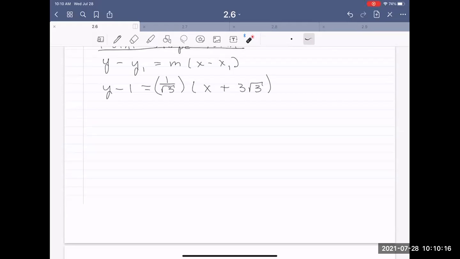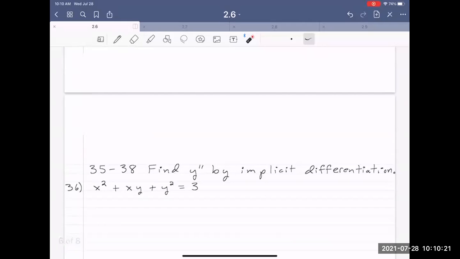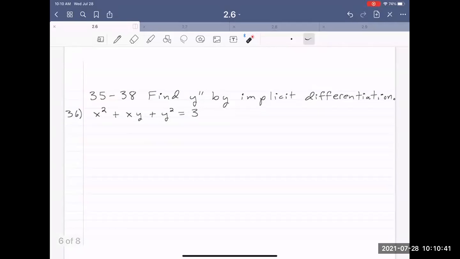And so let me do problems 35 through 38. Find y double prime by implicit differentiation. Problem 36: x squared plus xy plus y squared equals 3. And so let's find the first derivative.